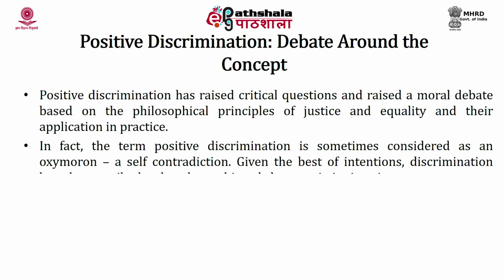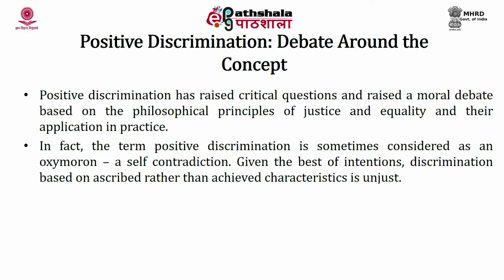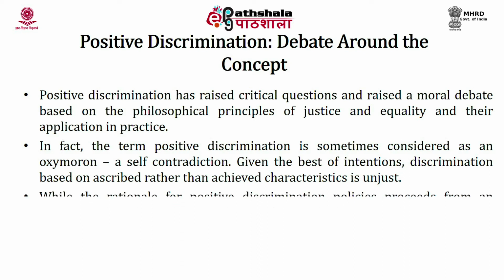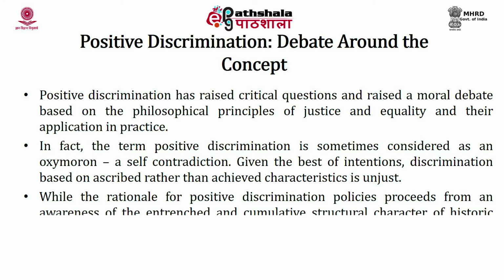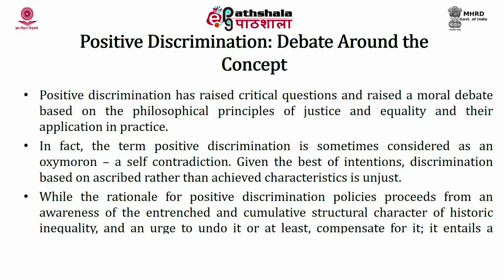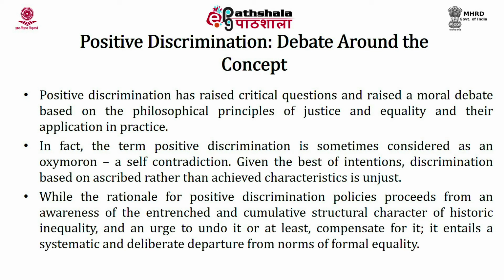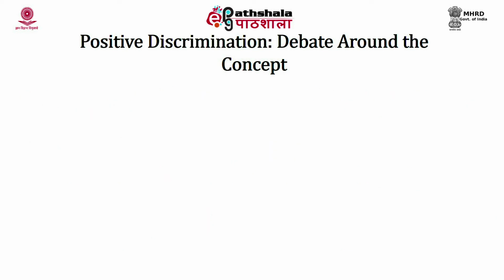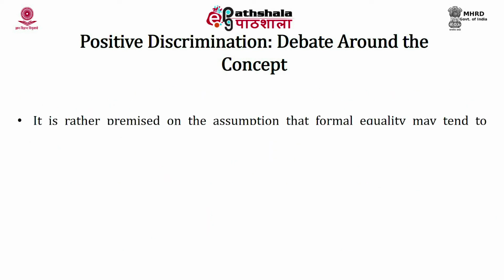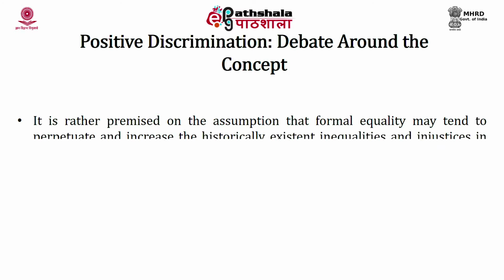Given the best of intentions, discrimination based on ascribed rather than achieved characteristics is considered unjust, while the rationale for positive discrimination policies proceeds from an awareness of the entrenched and cumulative structural character of historical inequality and an urge to undo it or at least compensate for it. It entails a systematic and deliberate departure from norms of formal equality. It is premised on the assumption that formal equality may tend to perpetuate and increase the historically existent inequalities and injustices in any society.